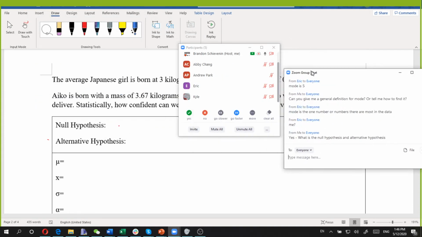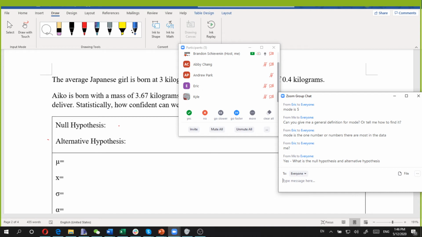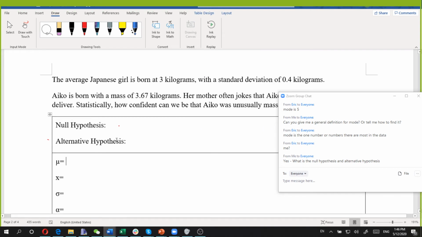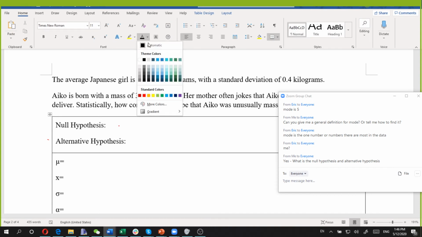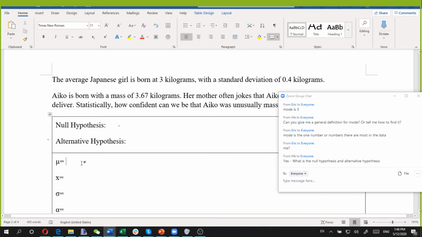Okay, and then while Eric is answering that, I just had Kyle answer another, so I'm over to Nikita. Nikita, what is my mu, what is my chi, and what is my sigma? Mu stands for mean, chi is my score, sigma is my standard deviation. So from top to bottom, this is mu, chi, and sigma. They're all Greek letters. Okay, mu is 3 kilograms, you're right.